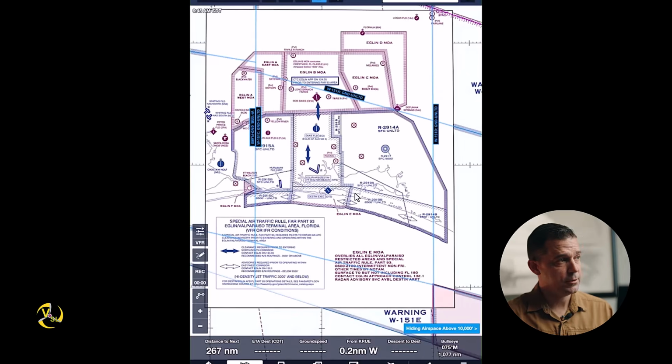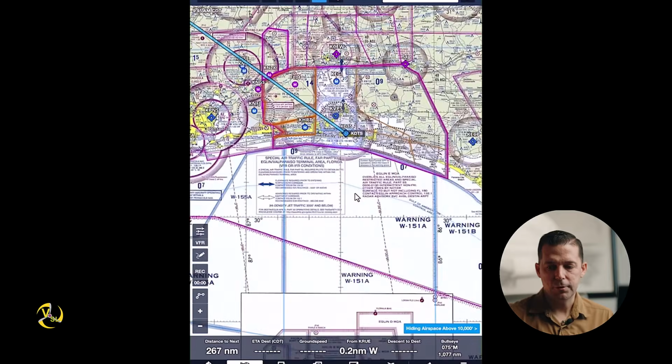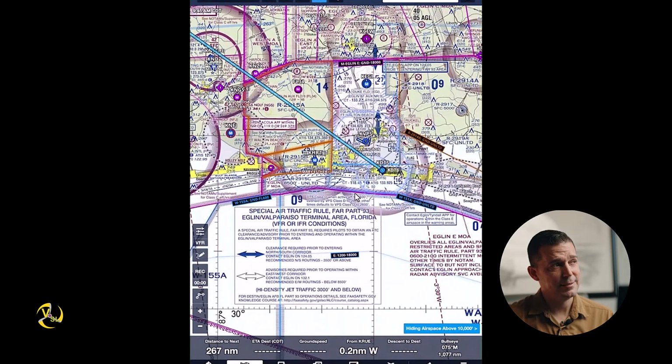But most people, especially in GA, are going to be coming from the north, east, or the west. So we have three options. And these three options actually deconflict us from the restricted area 2915 Alpha. So here, going back to our line, that straight line to Destin isn't really going to work in this case.